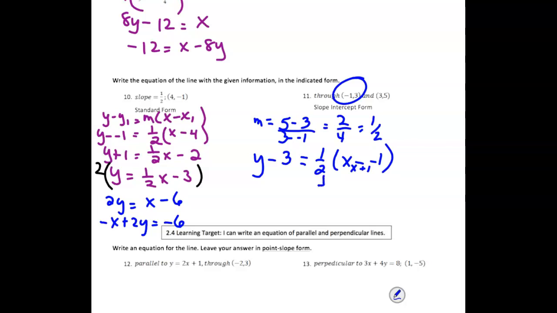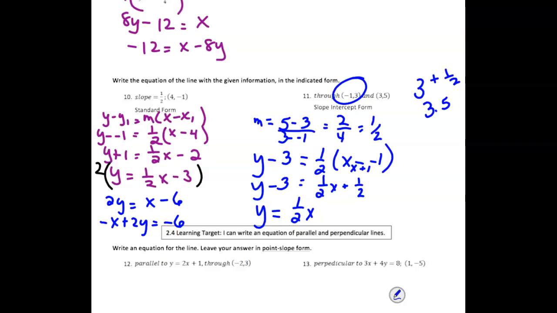Distributing the 1/2, we've got 1/2 x plus 1/2 times 1, 1/2. Now we have to add the 3 over. So we have y equals 1/2 x, and I saw several people with different answers for this. We are taking 3 and adding a half to it, yes? So I saw 3.5. Is that okay? It's equivalent. Would it be the answer I put down in my equation?